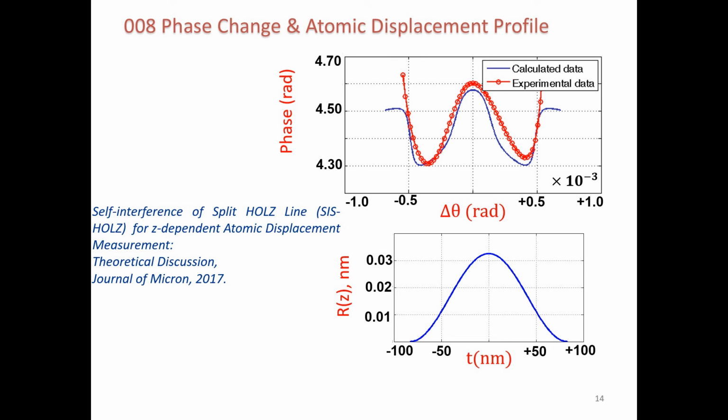The best match for the examined 008 split HOLZ line at 80 nanometer away from the interface was the bell-shaped profile with the maximum atomic displacement of 0.0325 nanometer.